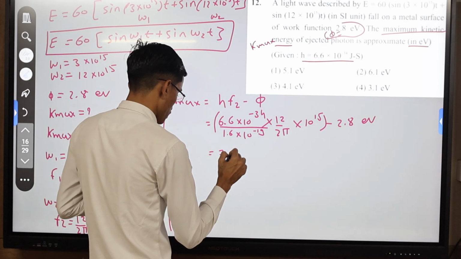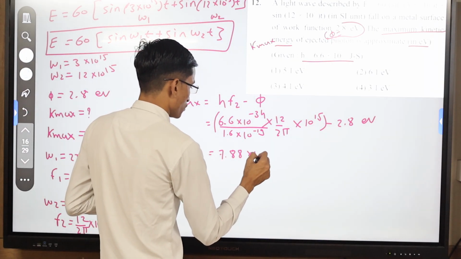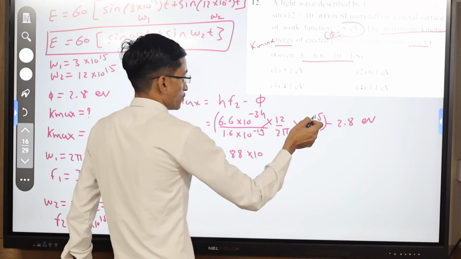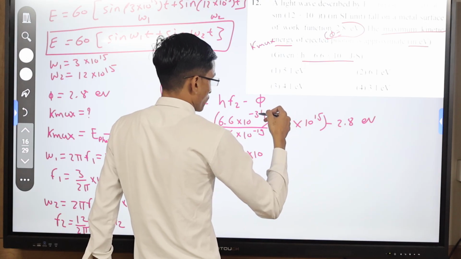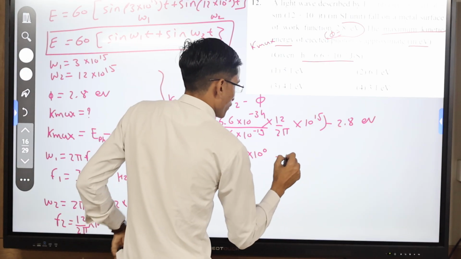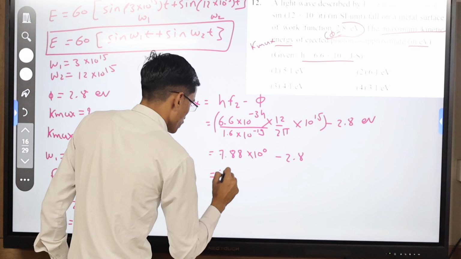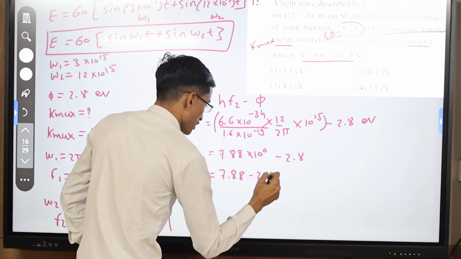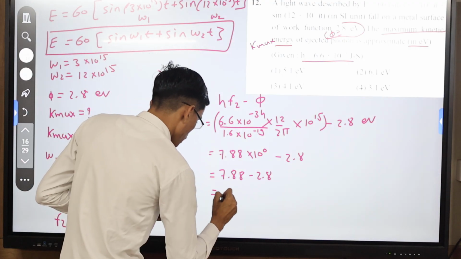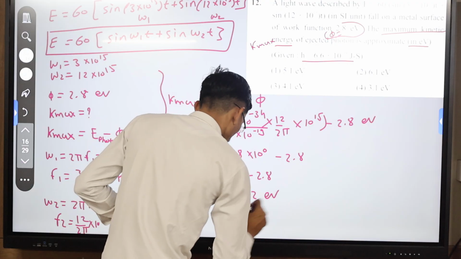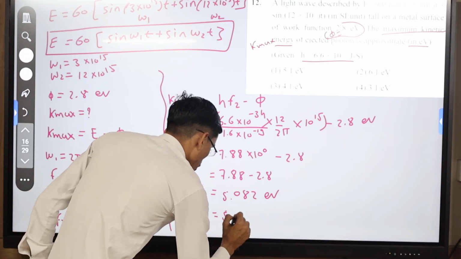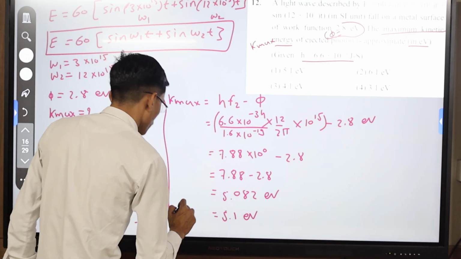This comes to 3788 into 10 raised to minus 14 plus 15. So 15 plus 4 minus 19 minus 90 cancel. So power of 10 will be 0 minus 2.8 in electron volt. So 7.88 minus 2.8. So this will become 5.082 electron volt. From the question, the answer is 5. Round this off to 5.1 electron volt.